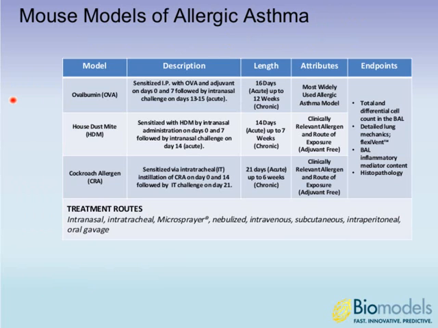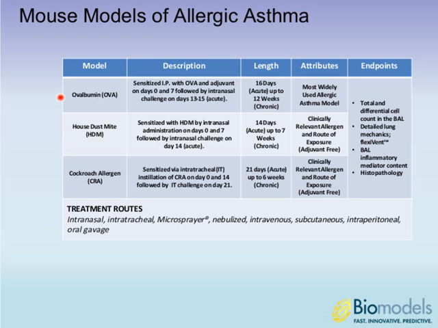At Biomodels, we offer 3 models of allergic asthma. We have the OVA model, house dust mite, and cockroach allergen model. In the OVA model, we sensitize the animals IP with an OVA adjuvant mix on days 0 and 7. This is followed by intranasal challenge on days 13 to 15 in our acute model. We can extend this model or customize it based on the need.